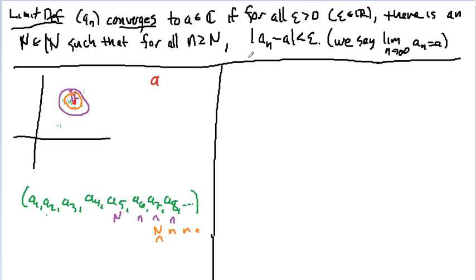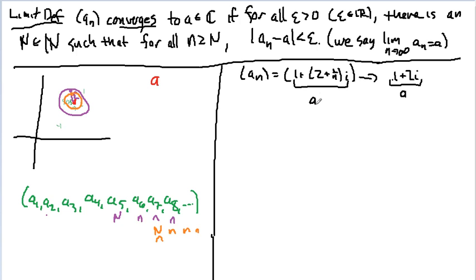That's graphically. Let's look at an example more algebraically. Let a sub n be equal to 1 plus 2 plus 1 over n times i. So you can probably tell pretty quickly that this is going to go to 1 plus 2i. In other words, this is going to be my value for a, and these are going to be my a sub n. So how's this game played?